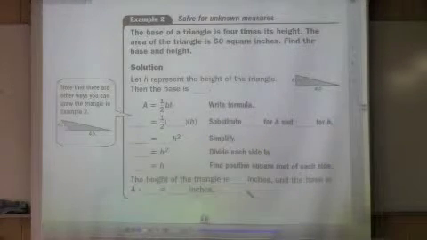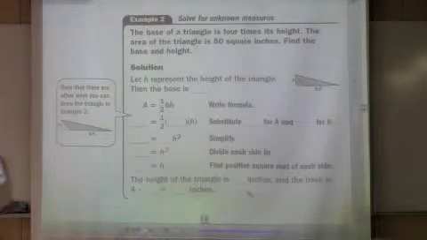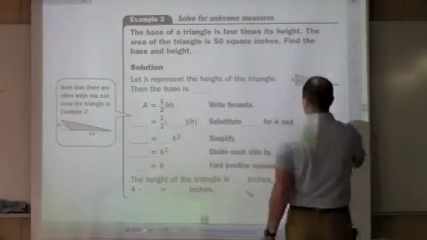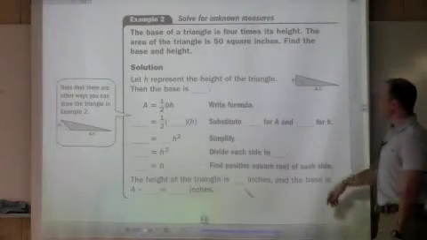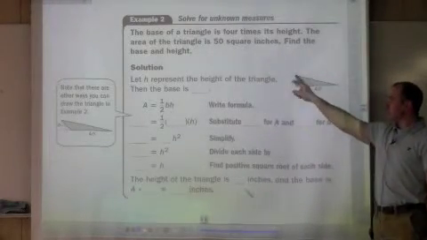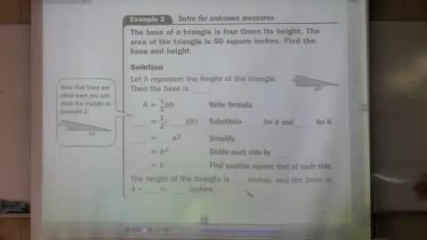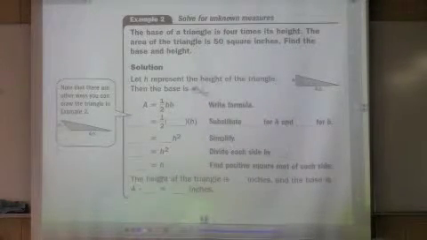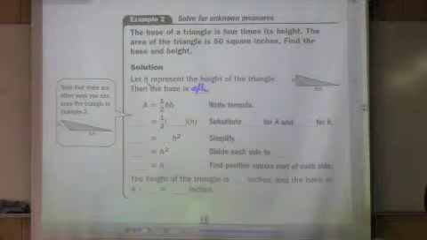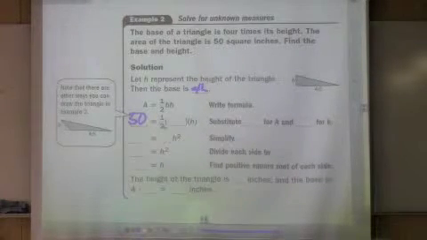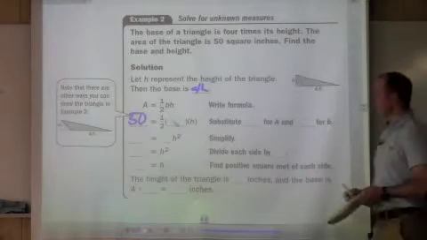Jump to example 2. It says the base of a triangle is 4 times its height. So this time we have some unknowns. We're involved in algebra. The area of the triangle is 50 square inches though. Find the base and the height. So we assign variables. If we call the height h, we know the base is 4 times that, so 4h. Well, we know the area, they told us that's 50. So if we substitute into the formula, 1/2 times the base, well, we know the base, we're calling that 4h.